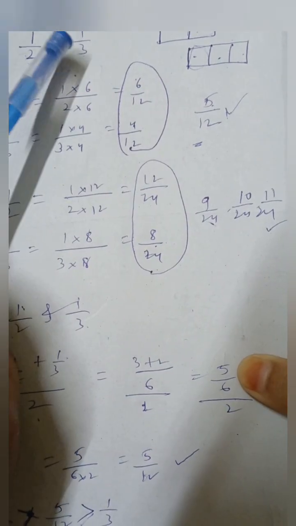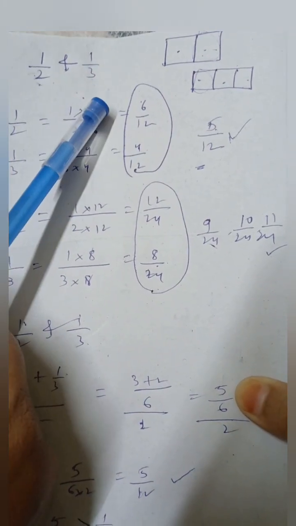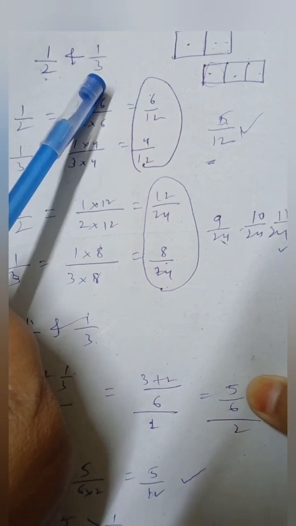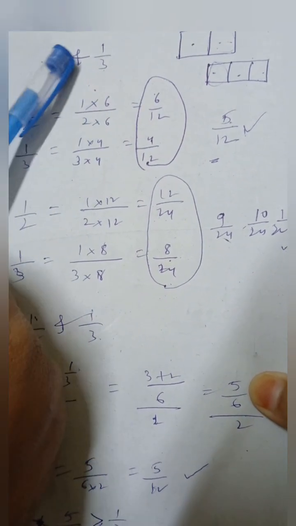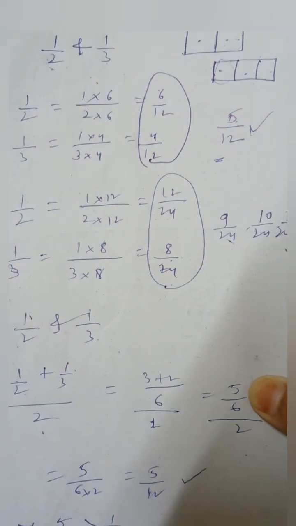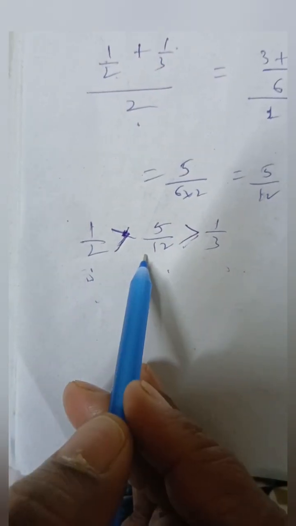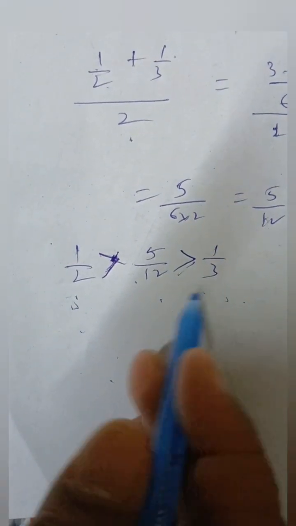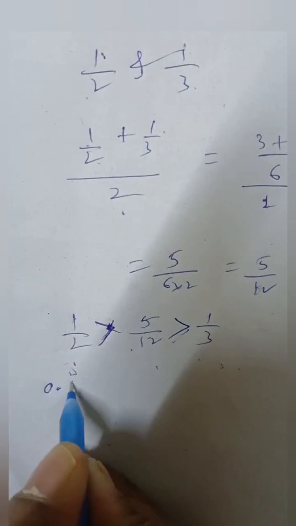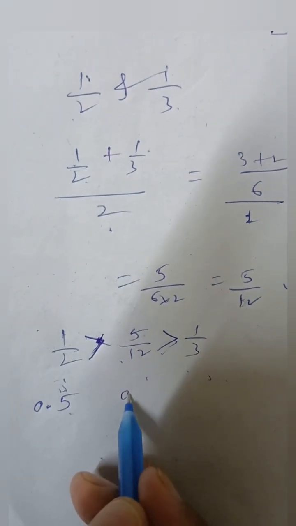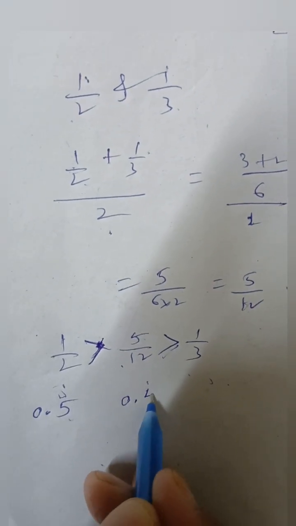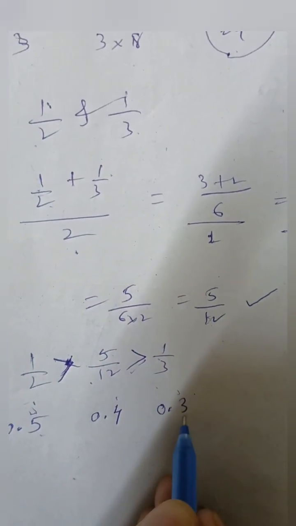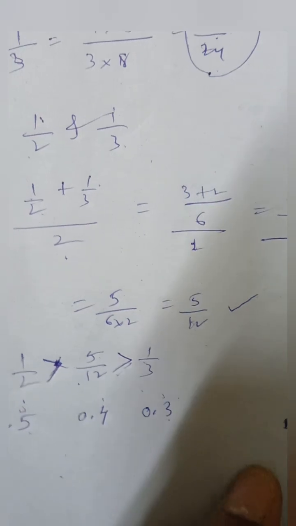When numerators are the same, we have to see the denominator. In the denominators, which is less, that is greater, and which is greater, that is less. So 1 by 2 will be definitely greater than 1 by 3. 1 by 2 greater than 5 by 12 greater than 1 by 3. You can even convert into decimals and see. 1 by 2 will be 0.5. 5 by 12 will be 0.4, because I will be doing and showing you. And 1 by 3 will be 0.3 bar, so I can consider it as 0.3.